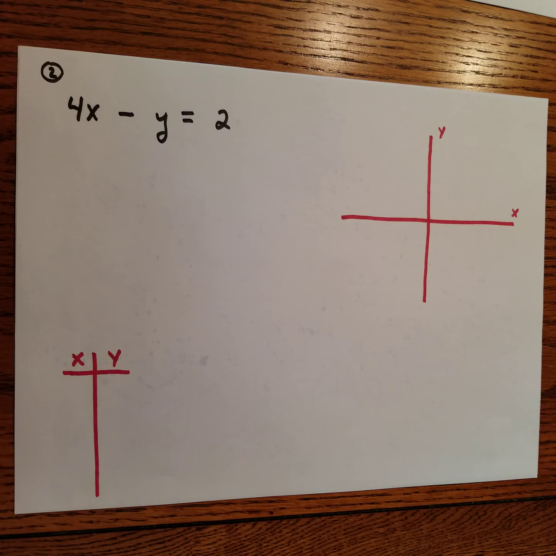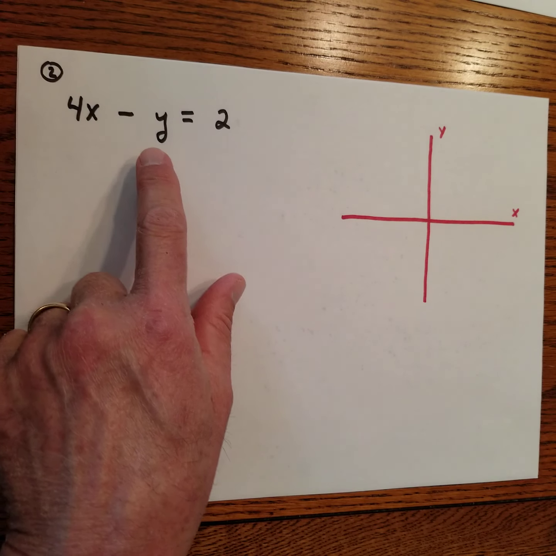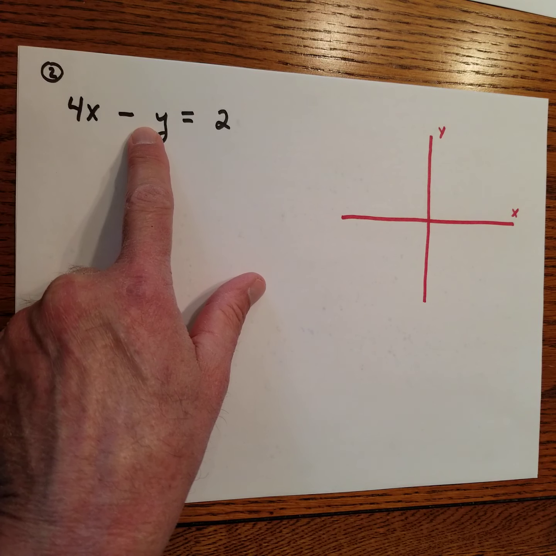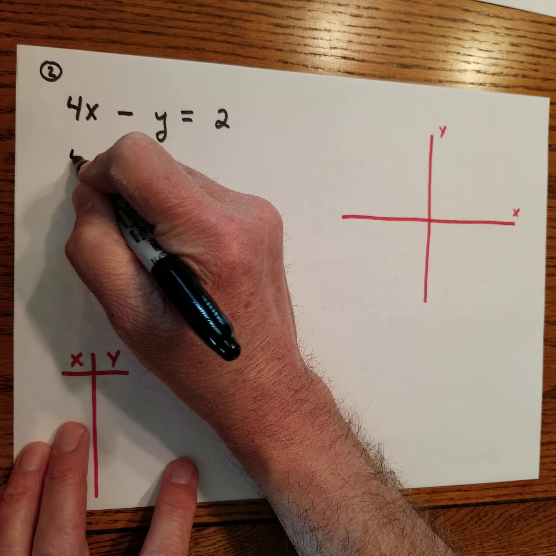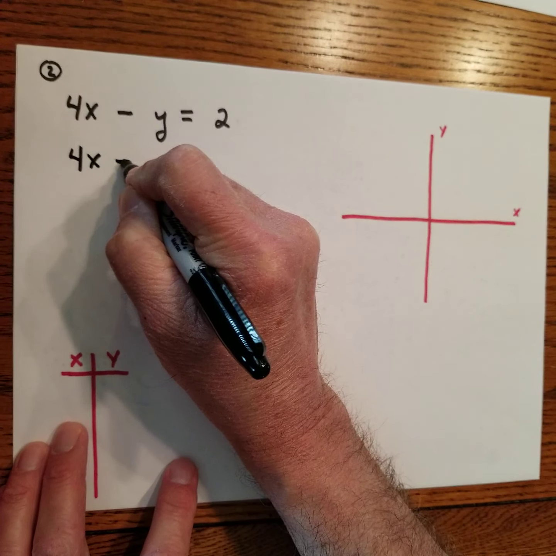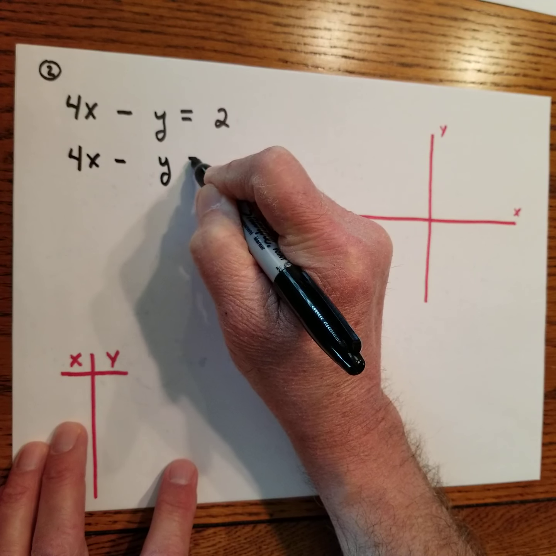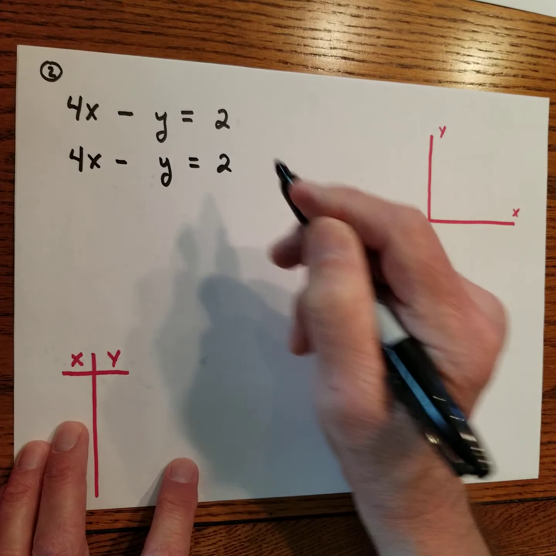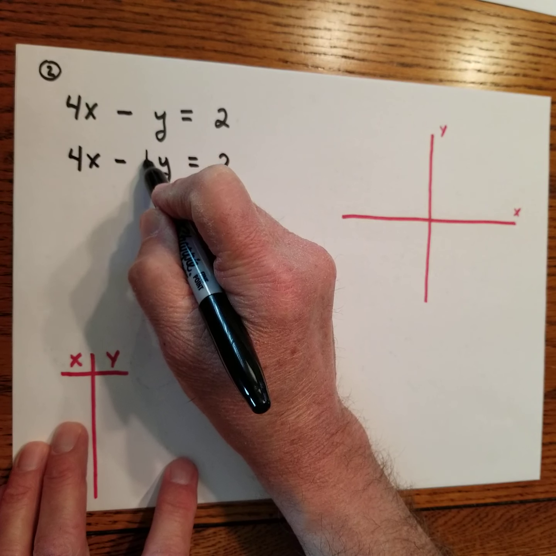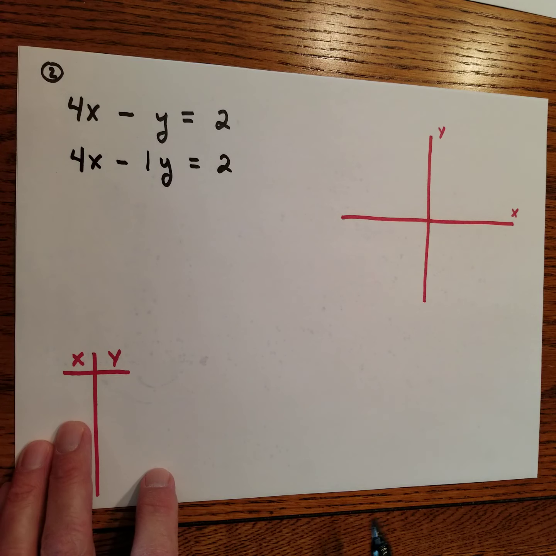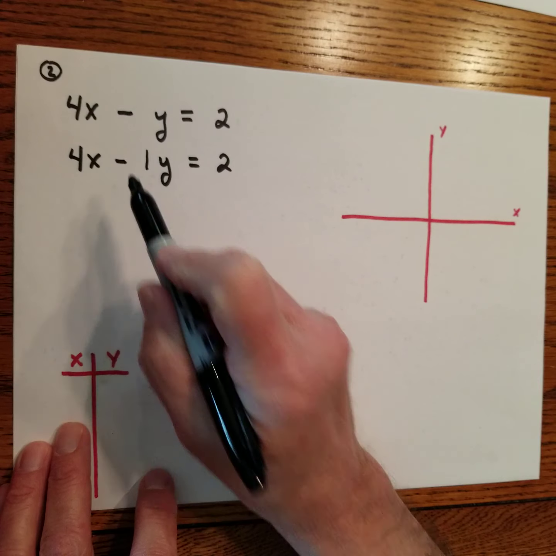Let's try a second example. What I notice about this problem, though, is that the y has no number in front of it. So before I start, let me rewrite the problem. And remember that a variable that has no number in front of it, the number is a 1. We'll actually treat that 1 as a negative 1.